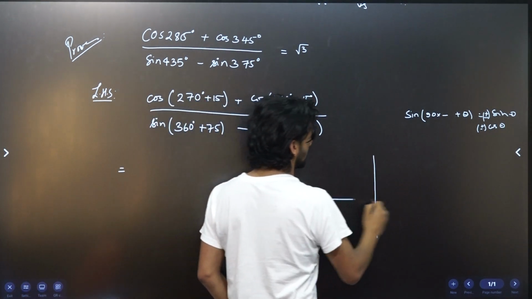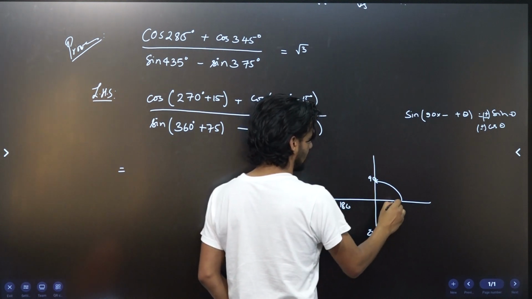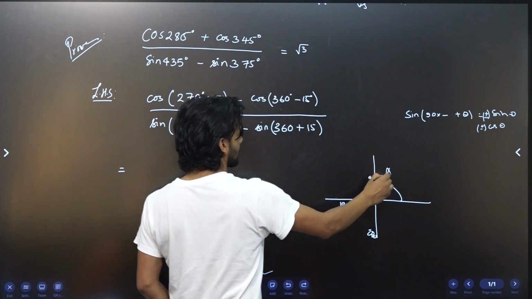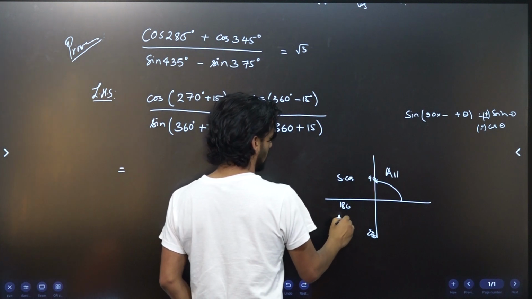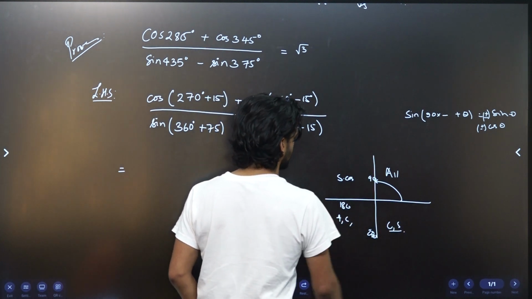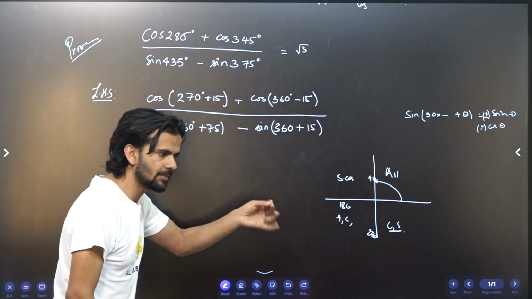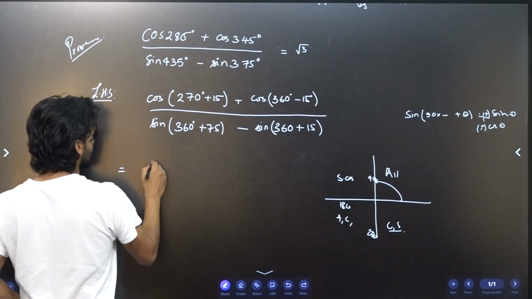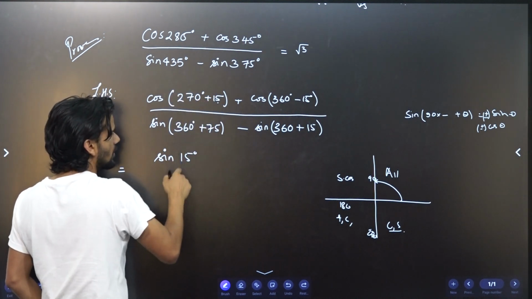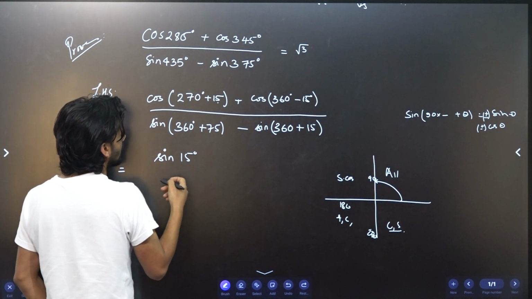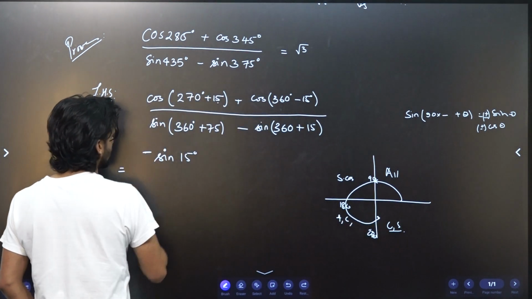So this is 90, this is 180, this is 270, this is 360. In the first quadrant all are positive, then sine and cosec, tan and cot, cos and sec. Where does 270 lie? It is an odd multiple, so whenever you have an odd multiple, it changes. Cos changes into sine, sine 15 degrees. Is it positive or negative? Negative. 270 plus theta, negative.